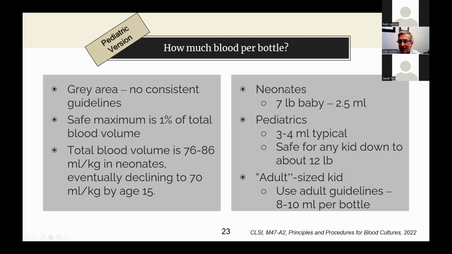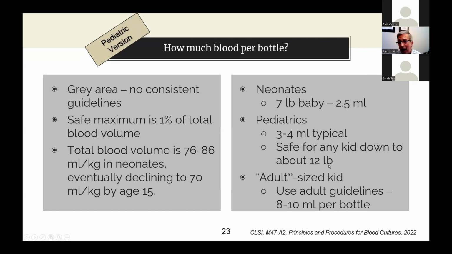So what that means is that in neonates, a 7-pound baby, the safe volume is about 2.5 mils. So don't go beyond that. Most of the time in pediatrics, we tell people we want 3 to 4 mils. But if you look at the 1% rule, that is safe down to a kid at about 12 pounds. So it's really nothing saying you can't go 5, 6, 7 mils in a pediatric patient. And then we just say in an adult-sized kid, just use the adult guidelines, 8 to 10 mils per bottle.